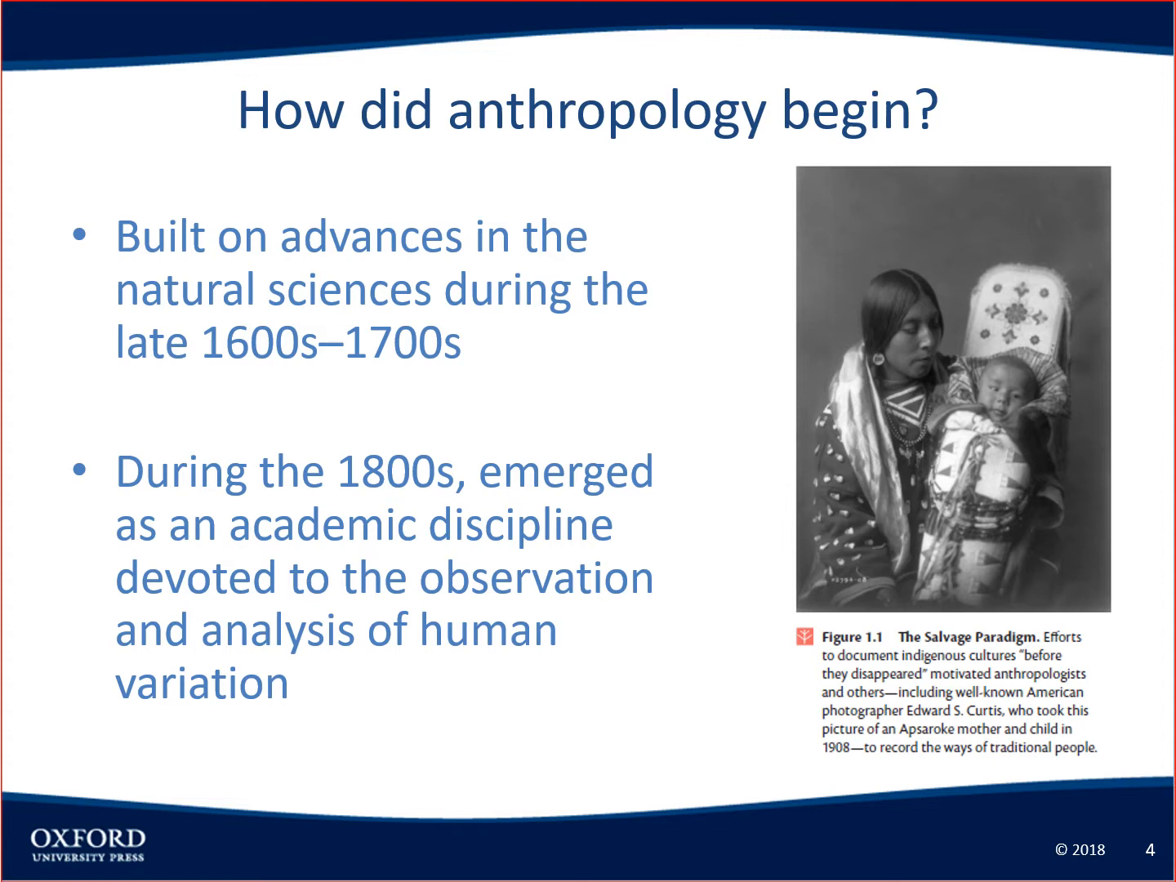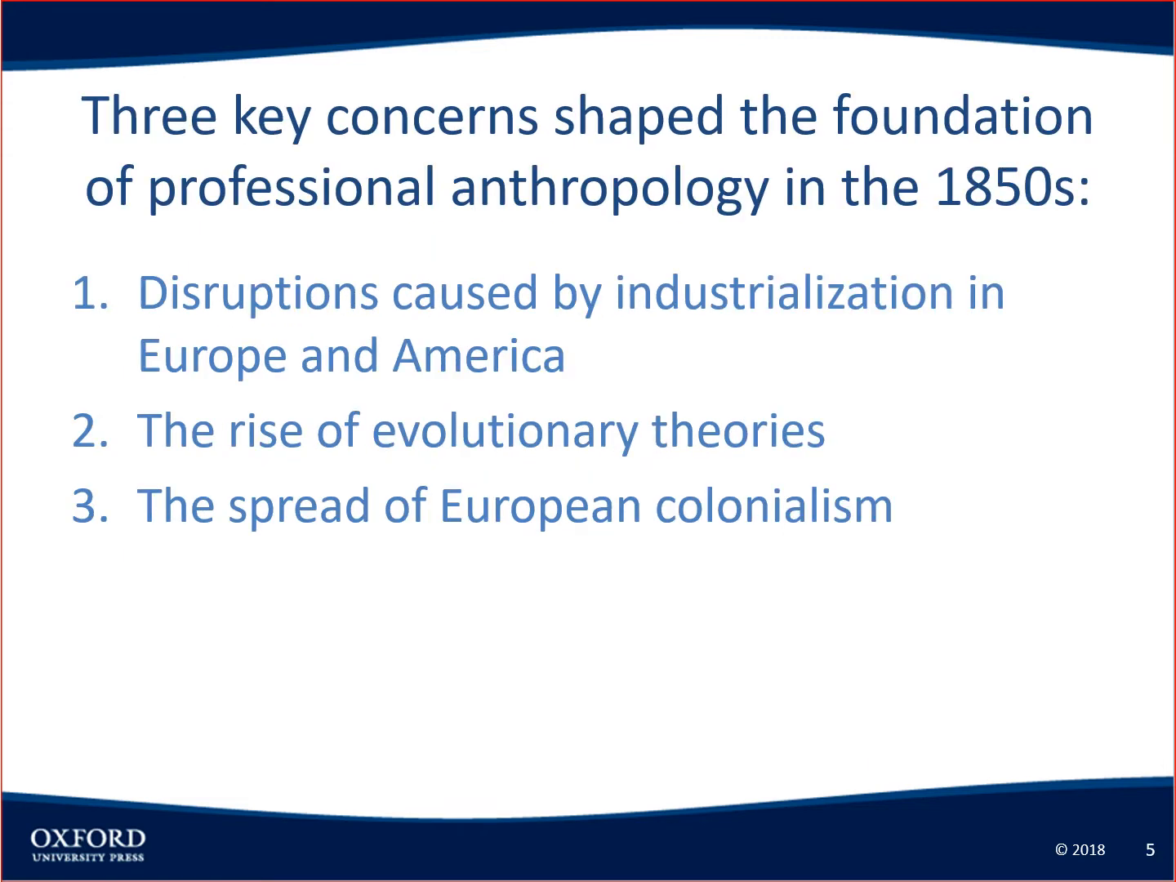So during the 1800s, the academic discipline devoted to the observation and analysis of human variations began. And this was done by Sir E.B. Tylor. He's considered the founder and father of anthropology. Three key concepts shaped the foundations of professional anthropology in the 1850s. We will look at each of these three concepts in a little bit more depth.